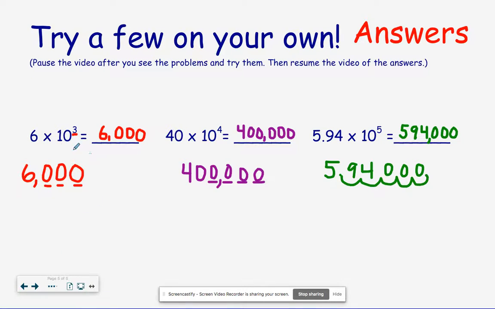So in the first one, we had a base of 6, and then we add 3 zeros. So a 6 with 3 zeros gives us 6,000. This one could have been a little tricky. Our base is 40. It already had a 0 in it. So we still need our base of 40, but then we're going to add 4 more zeros. So our answer ends up being 400,000.